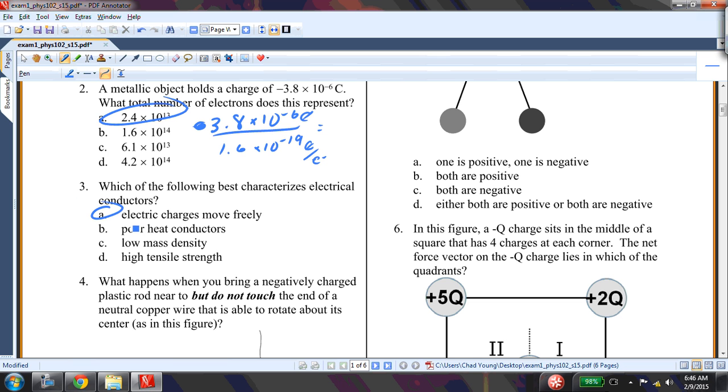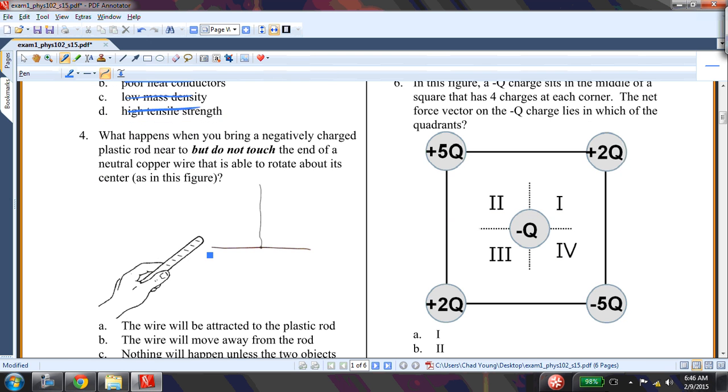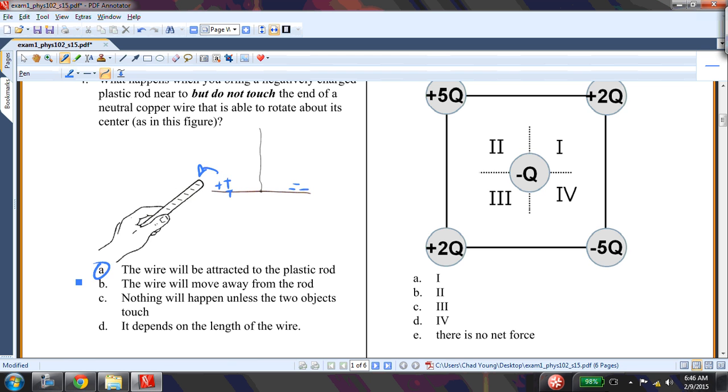What of the following best characterizes electrical conductors? Electrons move freely. Usually conductors are good heat conductors. They might have a low mass density, but maybe not, and it doesn't matter about their tensile strength. If I bring a negatively charged plastic rod near, but do not touch, the end of a neutral copper wire, what happens? Well, if I have negative charges here, that means all the negative charges rush down here, and I'm left with a net positive charge, and that's going to be attracted to the negatively charged rod. So A is the right answer.